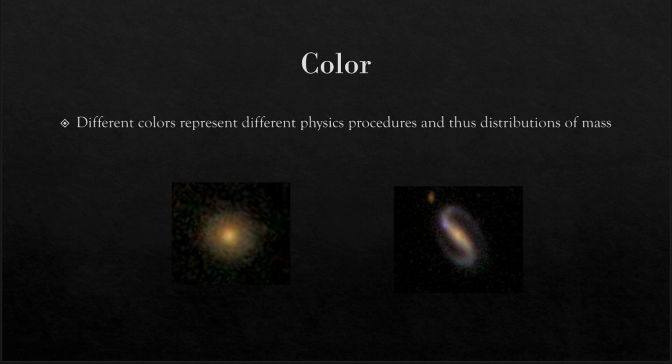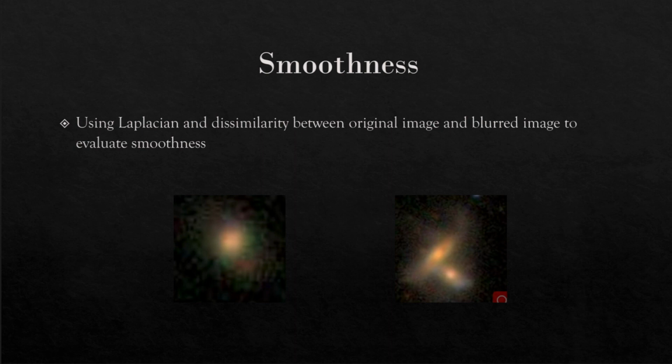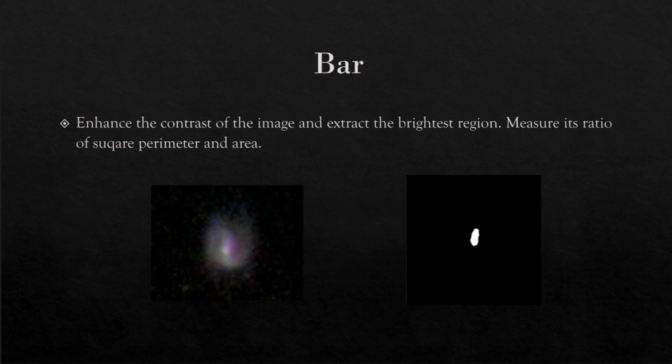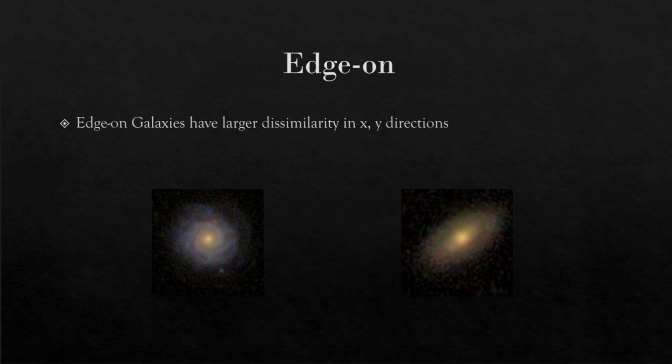We calculate the Laplacian of the image and the difference between the blurred image and the original image. The center is far brighter than the surrounding area, so we can enhance the contrast of the image and retain only the brightest region, then calculate the ratio of the perimeter and area. To measure elongation, we calculate the distance of gradients in the horizontal and vertical directions. A larger distance means the galaxy is more likely to be viewed edge-on.